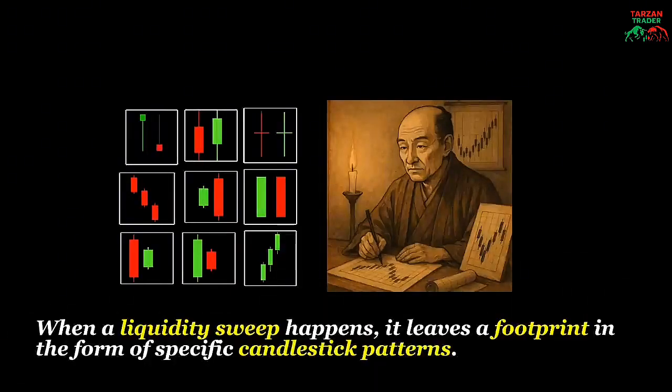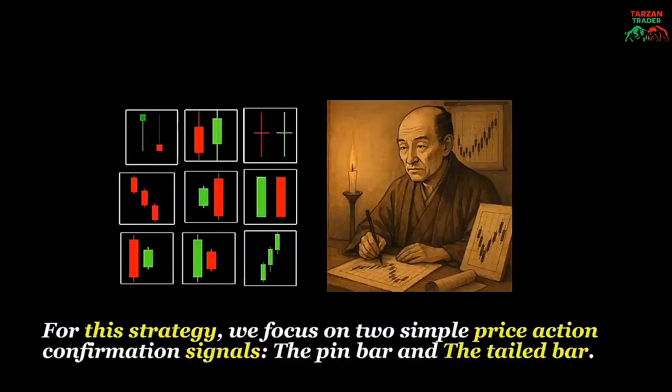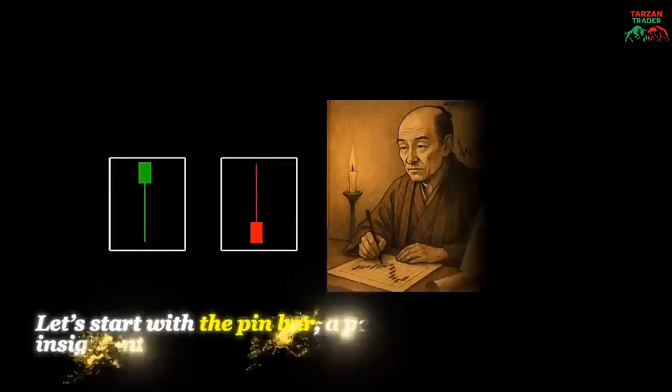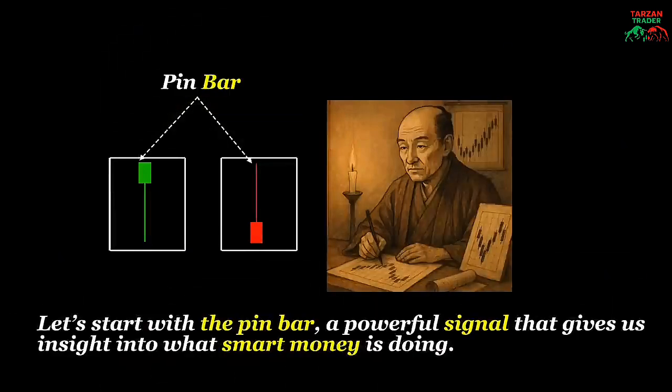When a liquidity sweep happens, it leaves a footprint in the form of specific candlestick patterns. For this strategy, we focus on 2 simple price action confirmation signals: the pin bar and the tailed bar. Tailed bars can also appear as dojis, offering the same confirmation. Let's start with the pin bar, a powerful signal that gives us insight into what smart money is doing.